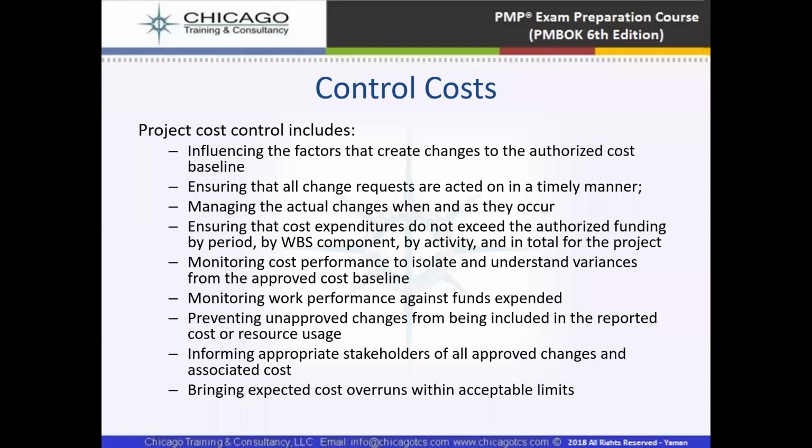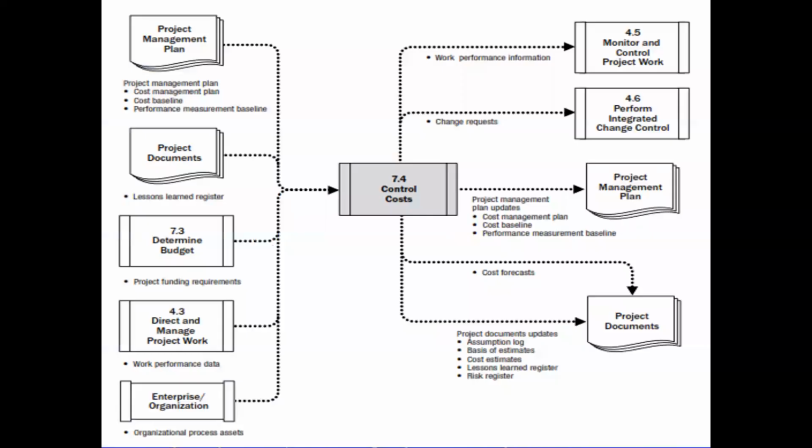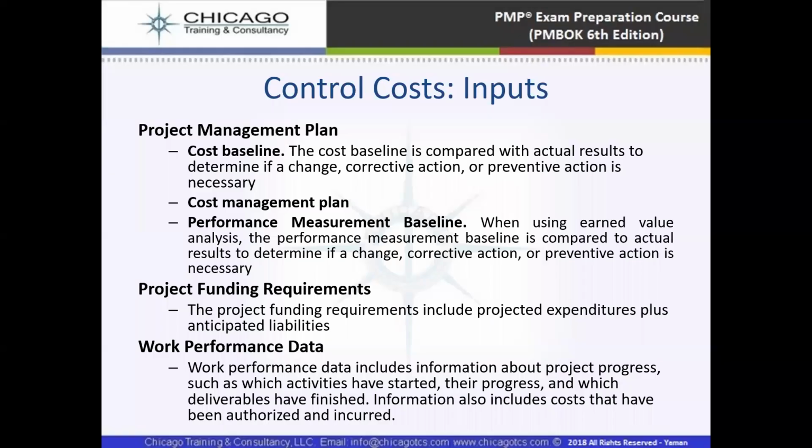So these are the inputs, tools and techniques, and outputs to control costs. This is the flow chart, which gives us the project management plan and project documents. These are all the inputs, and we have the outputs like monitor and control project work, and then perform integrated change control, and project management plan and project documents. Okay, this is the inputs: project management plan, which is again the cost baseline. Then we have the cost management plan also. And then we have the performance measurement baseline, which is like the earned value analysis. The performance measurement baseline is compared to actual results. So in earned value management, the performance baseline is compared to the actual results. And then we have project funding requirements.